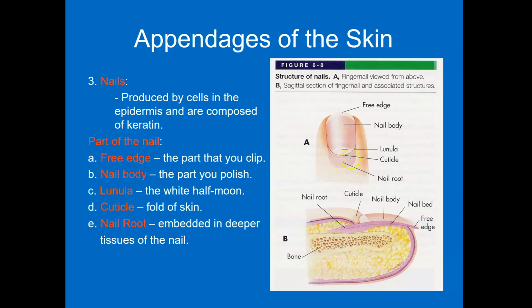The lunula is the white half moon here. Some people have larger lunulas than others. The cuticle is a skin fold from which the nail root extends farther back, and that's just a deeper embedding of the nail itself. And again, nails grow in this direction, right? We know that because the free edge gets longer, but nails also grow in this direction. And again, nails are really hard tissues composed of lots and lots of keratin.